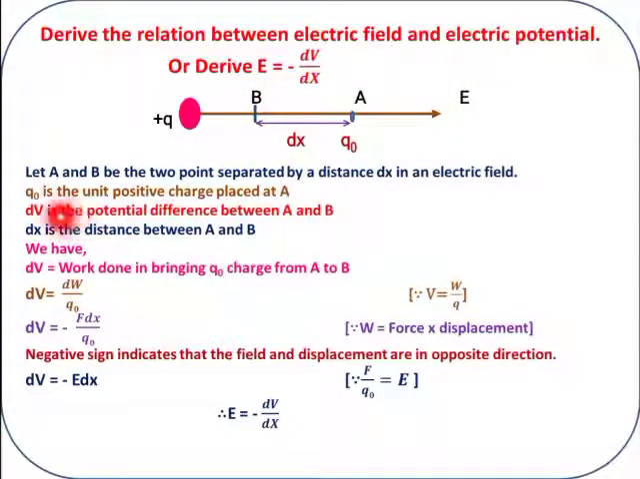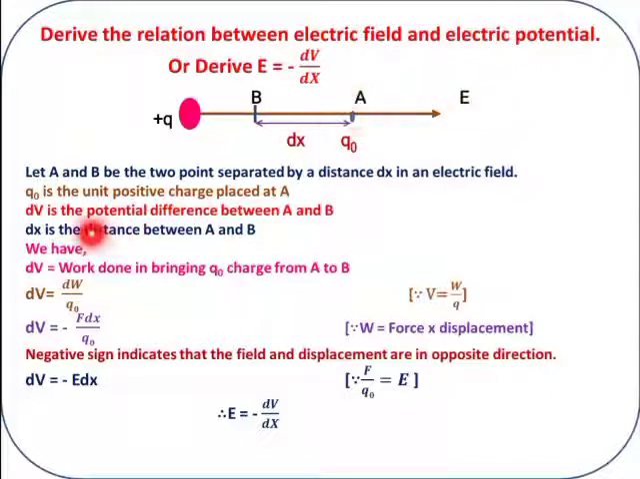Q naught is a unit positive charge placed at A. Q naught is a positive charge of very negligible magnitude. We are just bringing this charge nearer, to understand the electric force and field we are studying. Where it was earlier we don't know, so we are assuming maybe it was at infinity. So we are bringing this Q naught charge from infinity to point A.